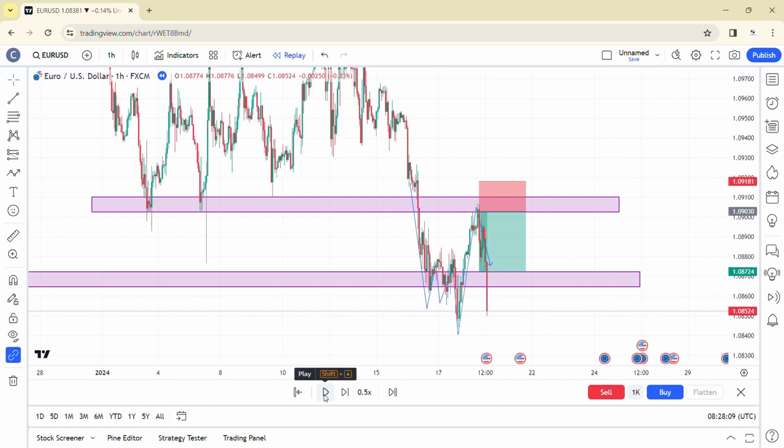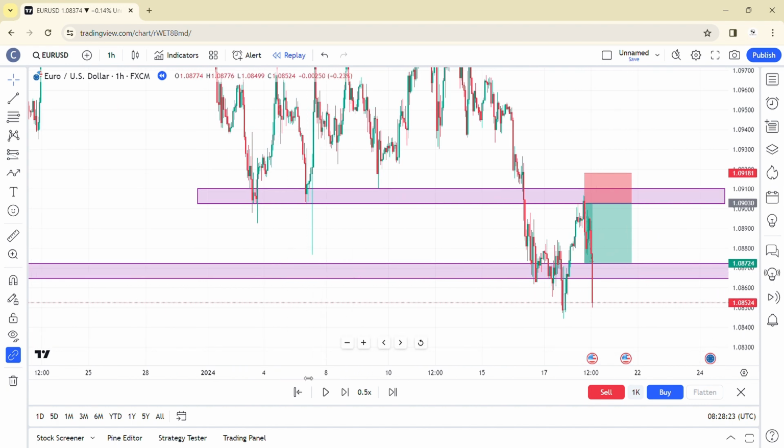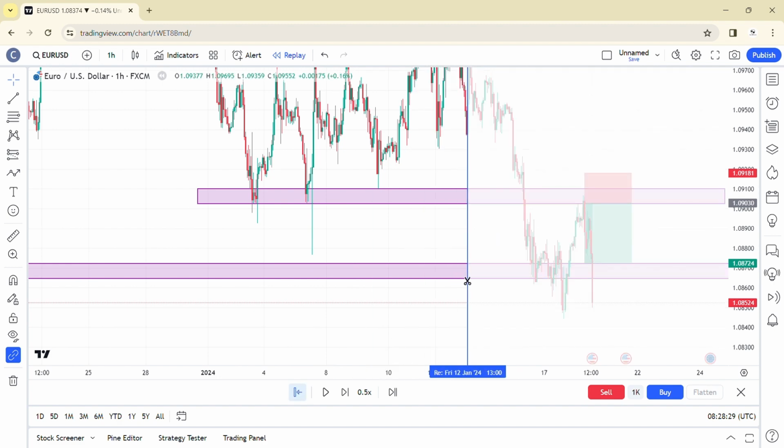You can see price smashed that take profit after giving us that retest. Price smashed straight through our take profit after giving us that retest. Okay, so let's backtest the trend line also.